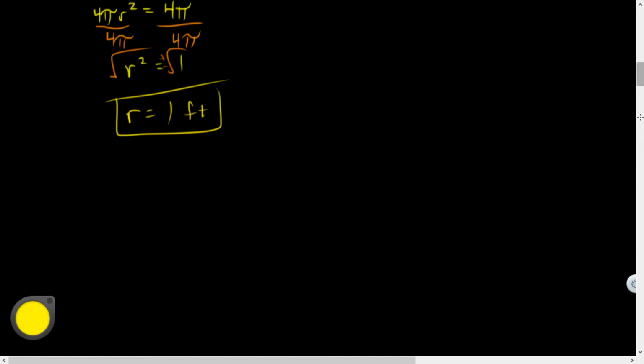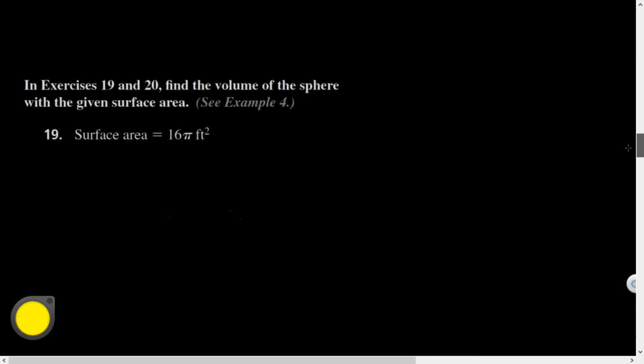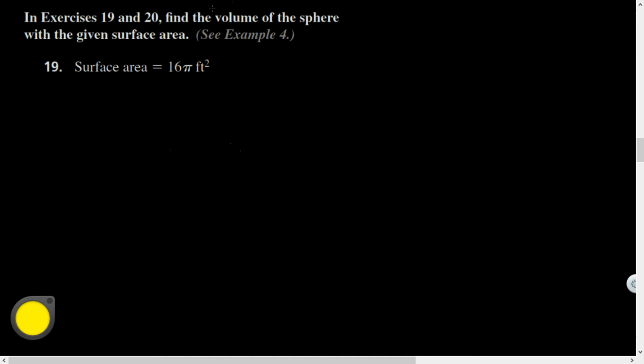So here we go. Let's take a look at this one. Here we want the volume. They gave us the surface area. So I'm going to say 4 pi r squared is going to equal 16 pi. We'll solve for r and then plug that into the volume formula.